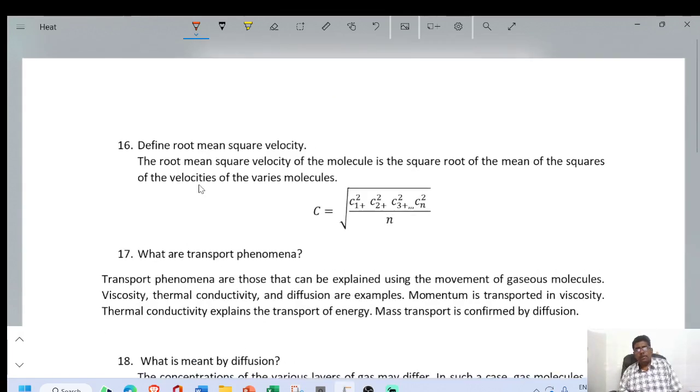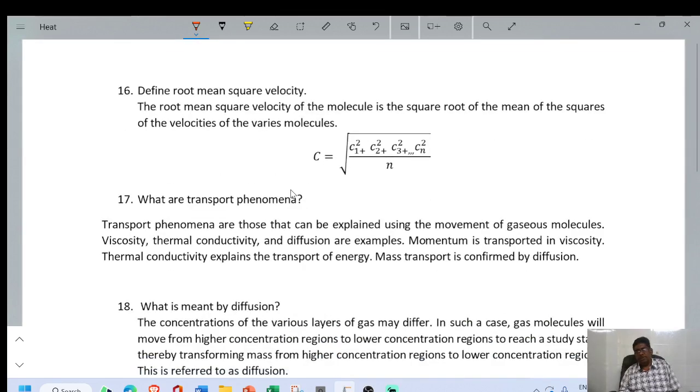Define root mean square velocity. The root mean square velocity of the molecules is the square root of the mean of the squares of the velocities of the various molecules.